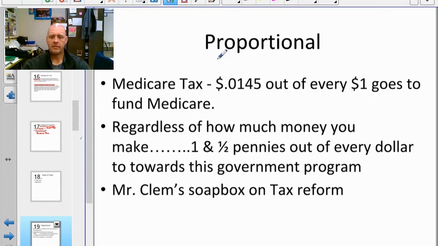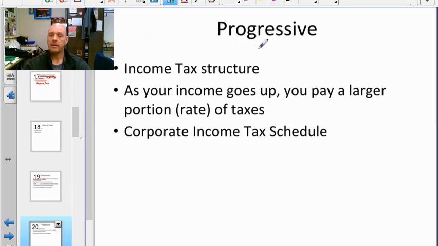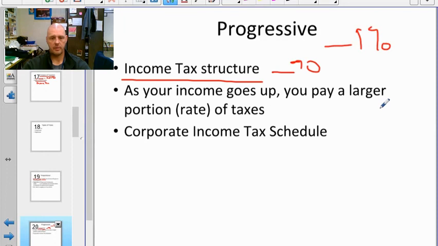You have some taxes that are proportional, meaning it's a set percentage. Your Medicare tax, you take a penny and a half out of every dollar. It doesn't really matter how many dollars. Everybody's going to get this amount of tax taken out of your paycheck. Is it a progressive tax like your income tax structure where it just keeps going up? You earn this much money, you pay a set percent. If you earn a little bit more money, your percent is a little bit higher.